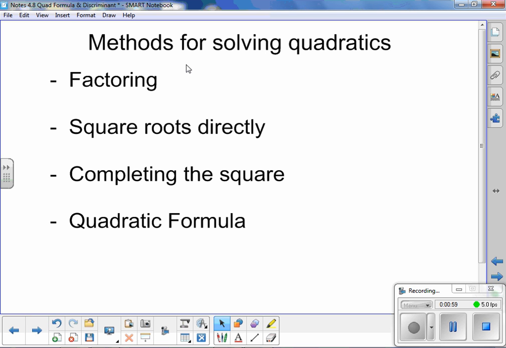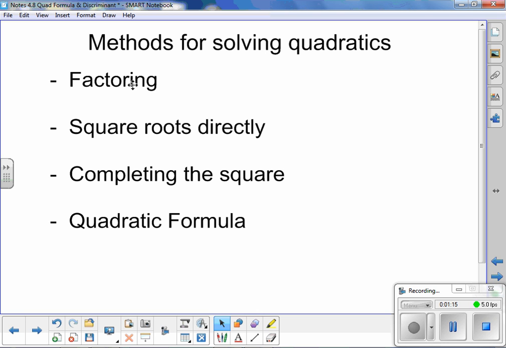So, methods for solving quadratics. These are the four main methods that you go over in most math classes. First one is factoring, then taking square roots directly, completing the square, and last is the quadratic formula. All of them get you the same type of thing.